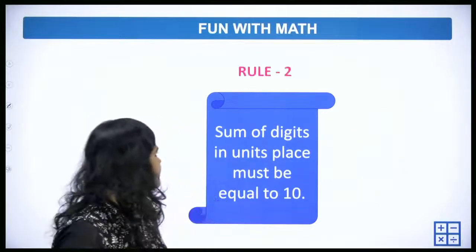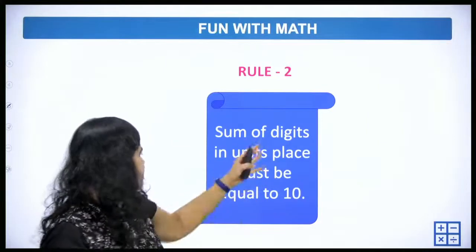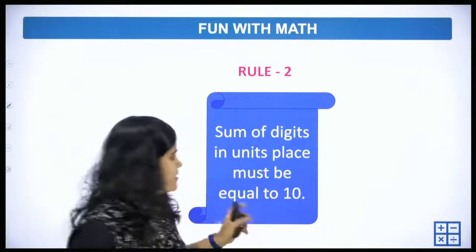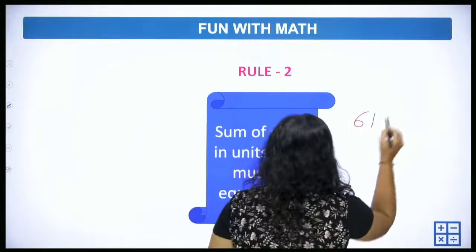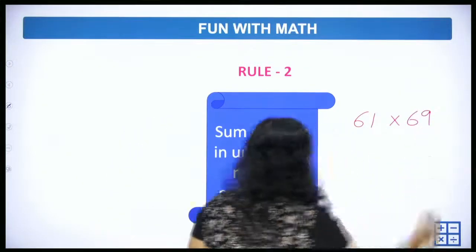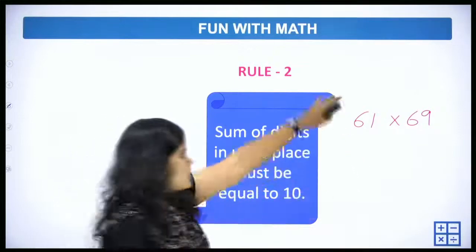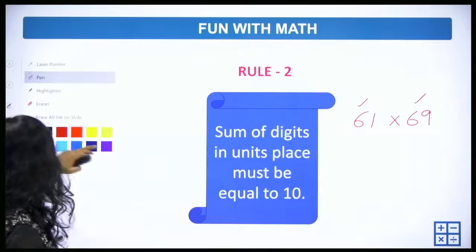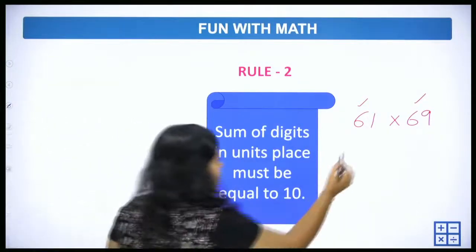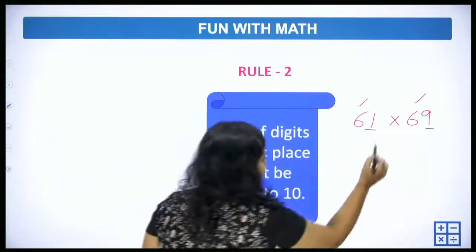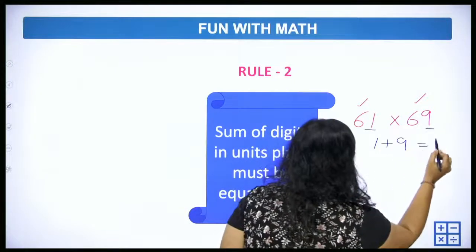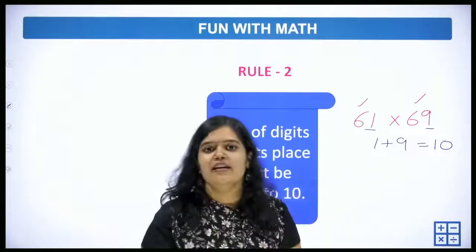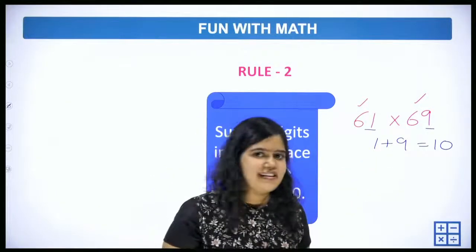There is rule 2. And what is rule 2? Sum of digits in the units place must be equal to 10. Is that happening? What is the number? 61 into 69. We had this number. So yes, the tens place is satisfied. What about the ones place? In the ones place we have 1 and 9. And 1 plus 9 is equal to 10. So yes, if this is satisfied, we can use the trick we have already used.